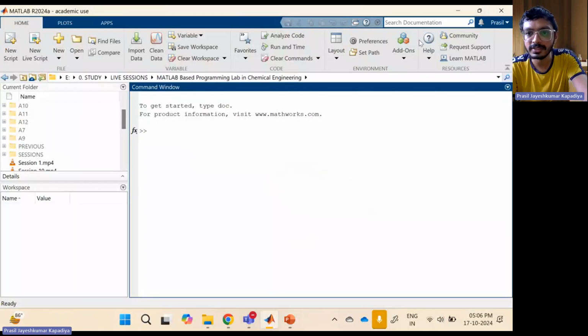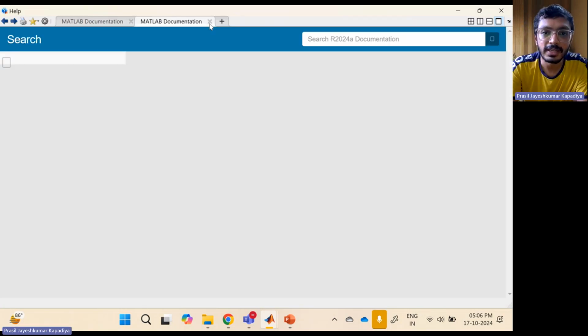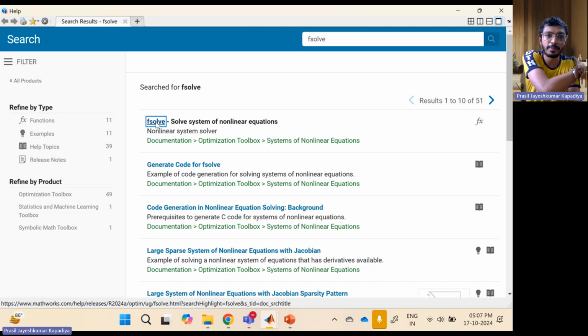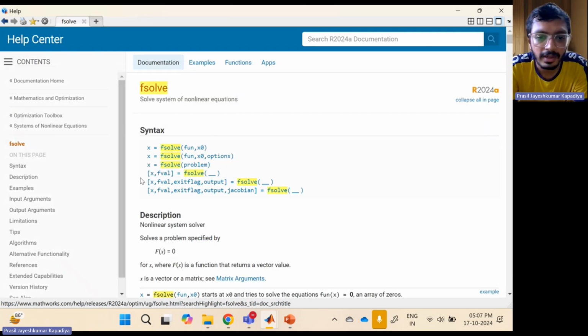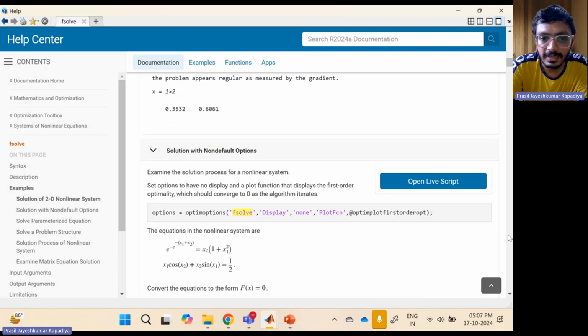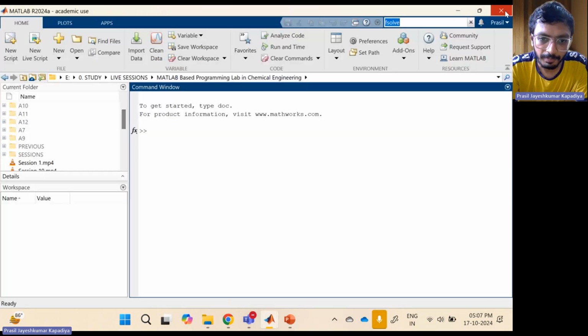So let's first search about fsolve and try to revise what we learned about the fsolve command. The syntax for the fsolve command is really simple. We just need to write x is equal to fsolve of function, comma, x0. So if this is the example, then my function is this equation and x0 is some initial guess that I need to give. So let's solve this problem in MATLAB.